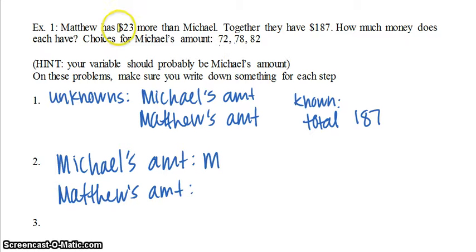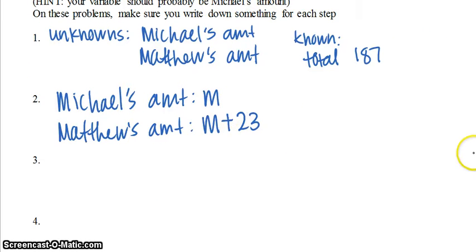Now I need to figure out how to find Matthew. I know that Matthew has 23 more than Michael. So he has more, so we have to add. I'm going to have M, which is Michael's, and we have to add 23 to that to get Matthew's. So we defined our variable and then we manipulated it for the other one. M stands for Michael.